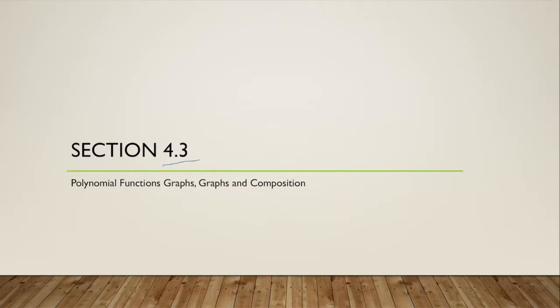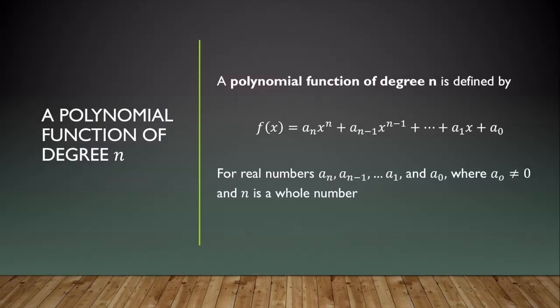Section 4.3 is about polynomial functions, their graphs, and composition of functions. A polynomial function of degree n is defined by f of x equals a sub n x to the n, plus a sub n minus 1 x to the n minus 1, continuing on to a sub naught, where a sub naught is a constant. So all the a sub n's are coefficients. And it's important to note that a sub n doesn't equal 0, and n is a whole number.